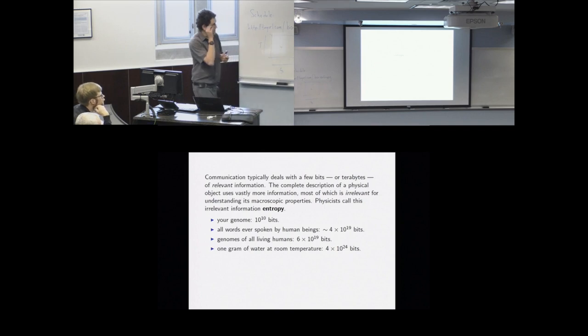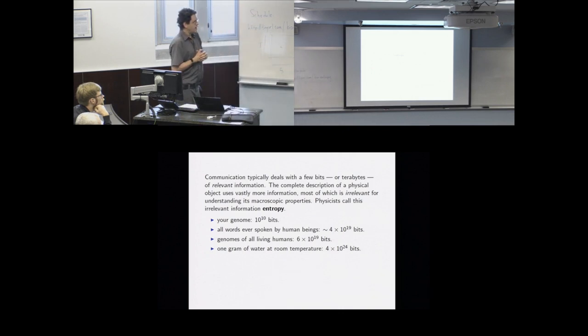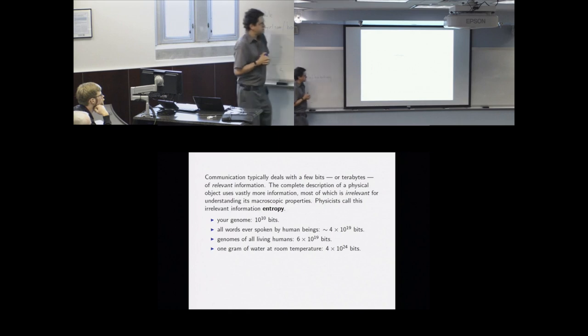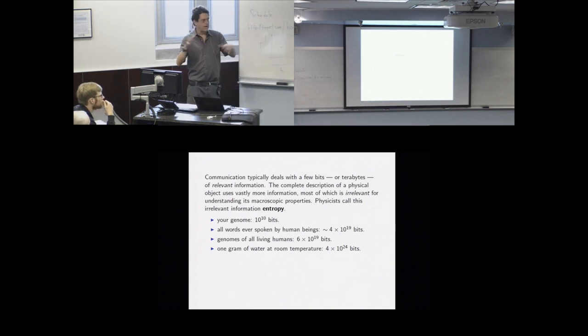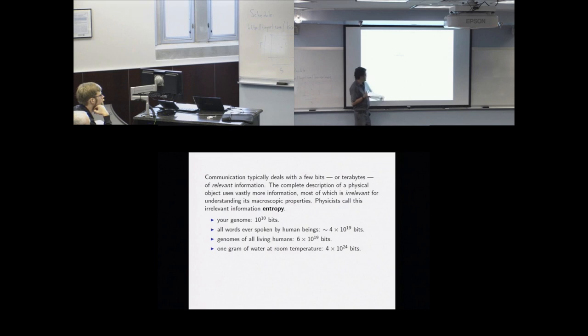And it's important to realize that it dwarfs the amount of information that we think of when we're trying to focus on relevant information. So your genome contains about 10 billion bits. All words ever spoken by human beings, that's a fun thing to try to estimate. Someone has estimated it as about 4 times 10 to the 19th bits. If you just total up the information of genomes of all living humans, not keeping track of the fact that, of course, you could compress it vastly because we're all quite similar, just adding it up, you'd get 6 times 10 to the 19th bits.